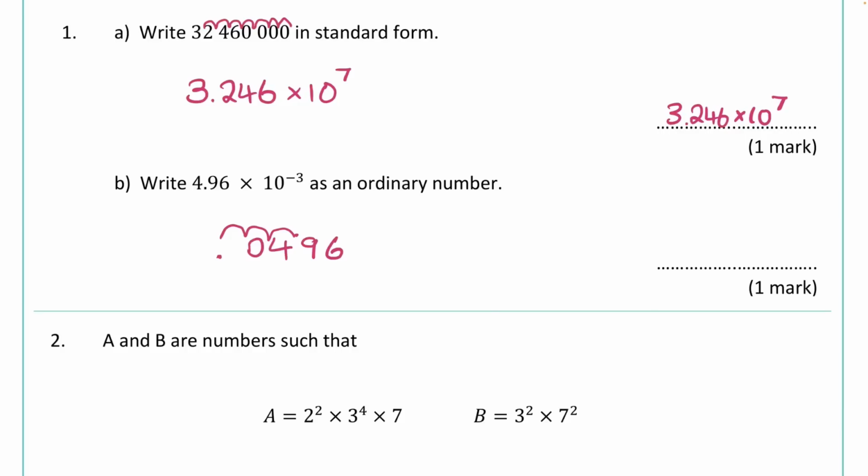Underneath these loops, I need to fill in my zeros and then tidy it up with a 0 at the start. And there we go, I'm going to rewrite that number nice and neat on my answer line, 0.00496, and just make sure that decimal point's really nice and visible there. Okay, so there's some standard form conversions.